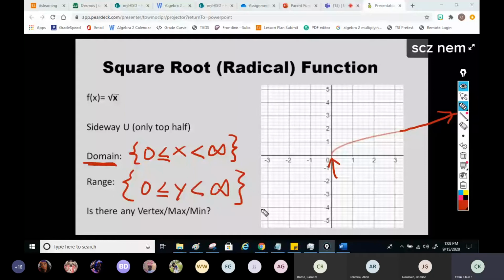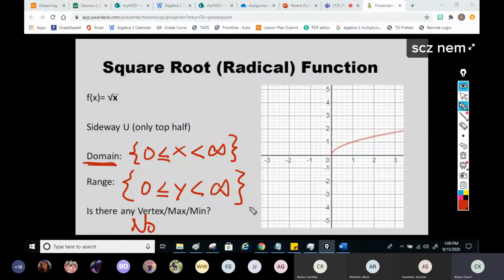So that would be the range of a radical function. Is there any vertex? Do you see a tip anywhere on the graph? And nope, no vertex, no maximum, no minimum.